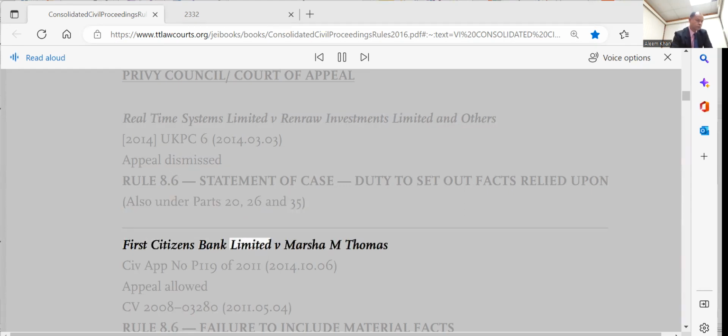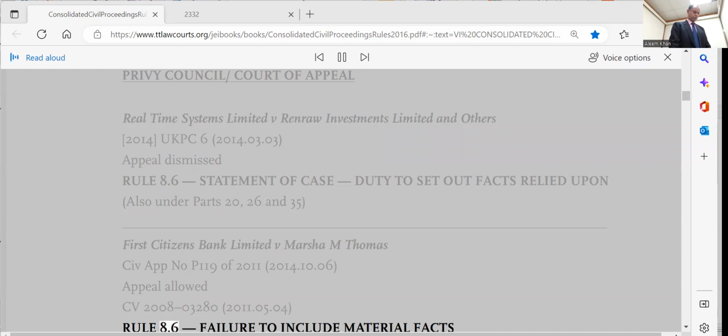First Citizens Bank Limited v. Marcia M. Thomas, Civ App No P119 of 2011, October 6, 2014. Appeal allowed. CV 2008-03280, May 4, 2011, Rule 8.6, Failure to include material facts.